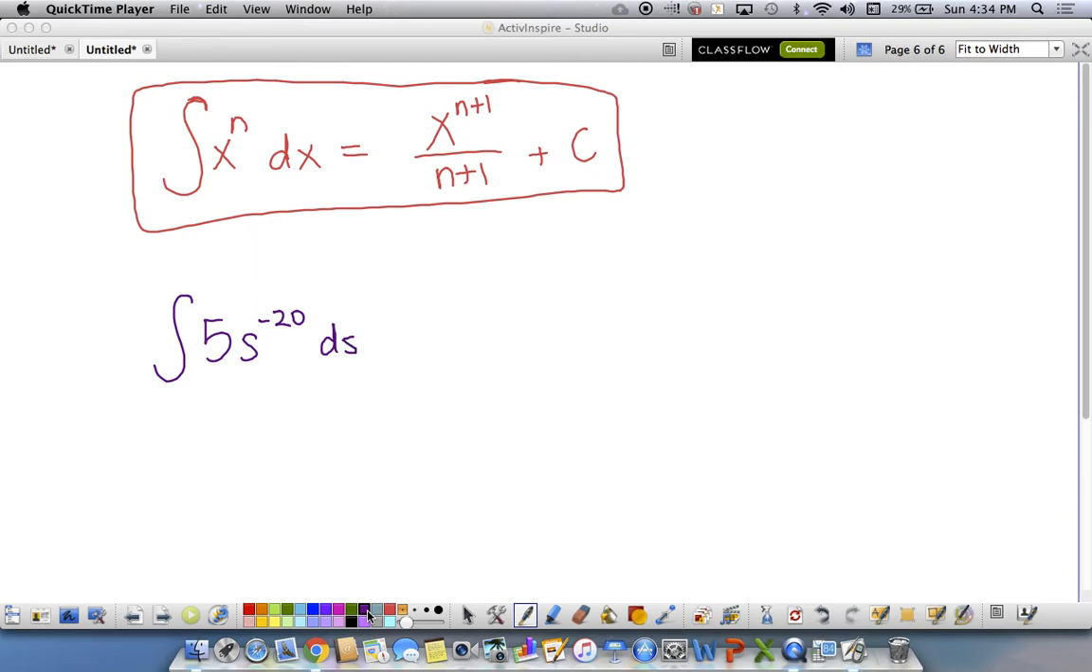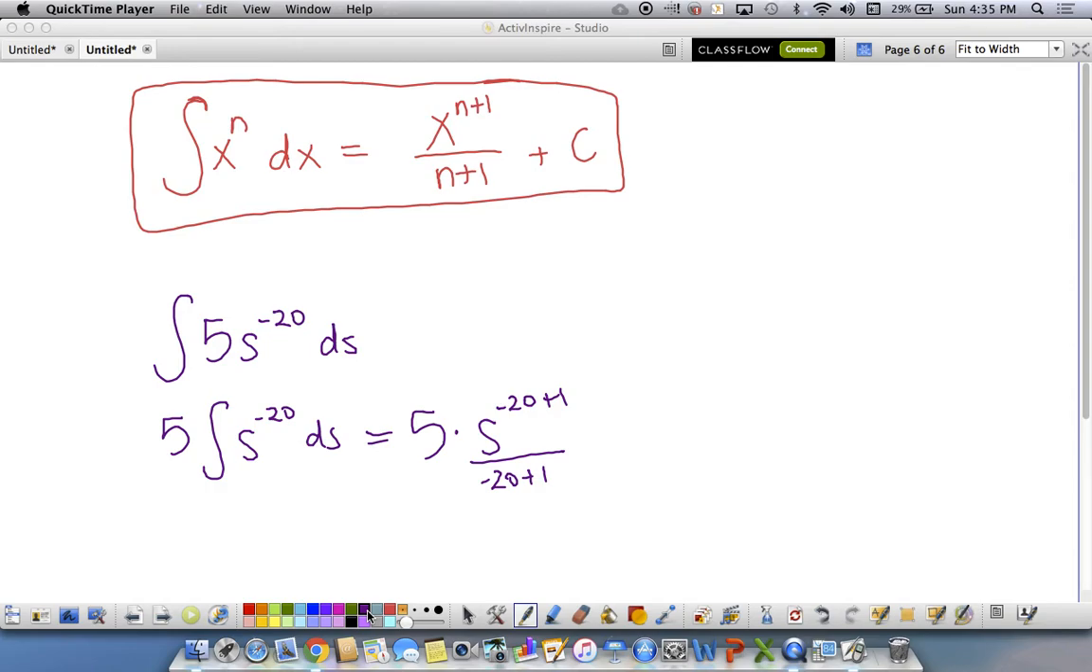Okay, if you want to pull the 5 across, which is kind of where we started, it would be 5 times the integral of s to the negative 20 ds. Okay, now when we pull out that integral sign, that's when we're going to add the 1. So here we go. We're going to have 5 times s to the negative 20 plus 1 divided by negative 20 plus 1.